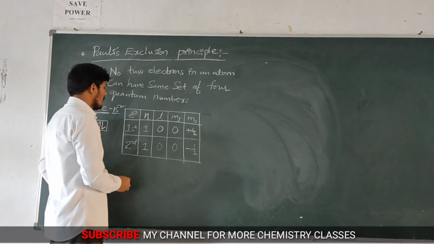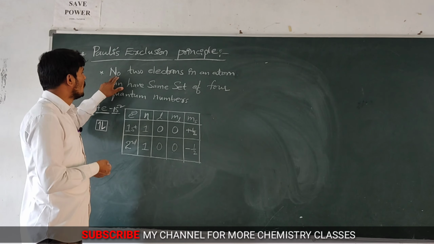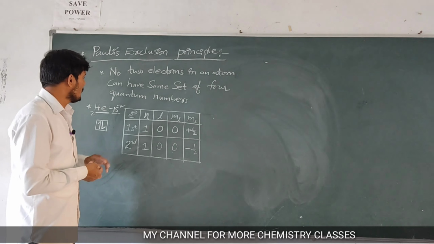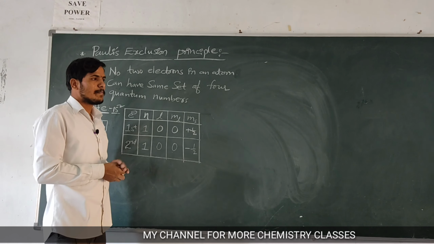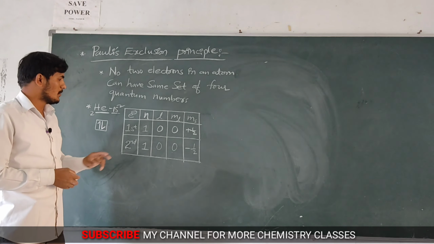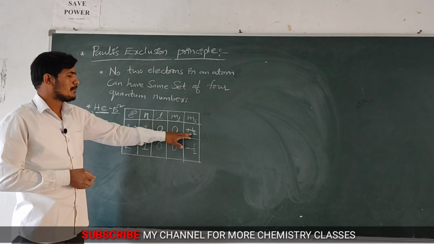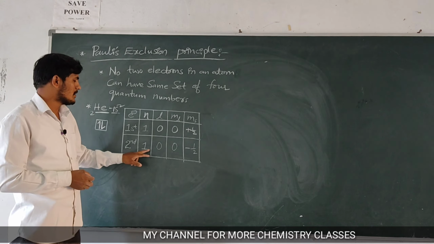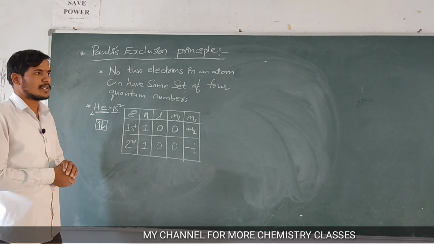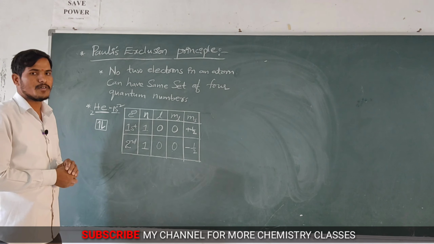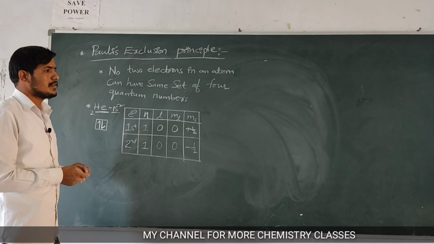When we observe the 2 electrons of an atom, no 2 electrons in an atom can have the same set of 4 quantum numbers. This is called Pauli's exclusion principle. Observe these 2 electrons: the first electron has 1, 0, 0, plus half, and the second electron has 1, 0, 0, minus half. Any 2 electrons in the same atom do not have the same set of 4 quantum numbers.